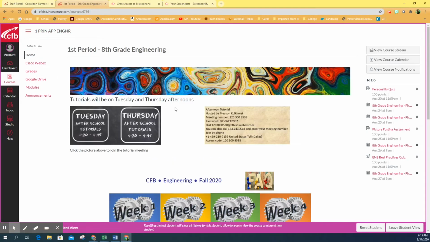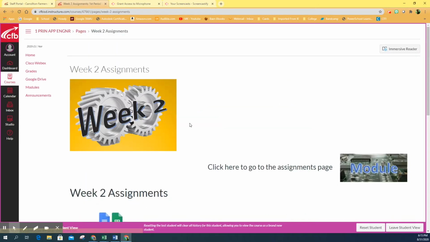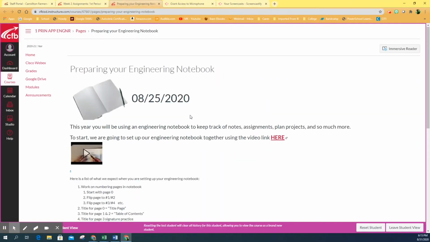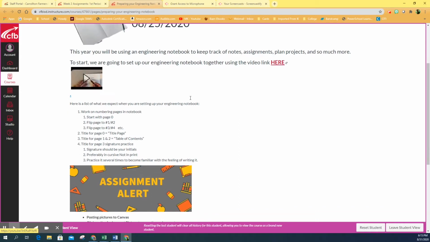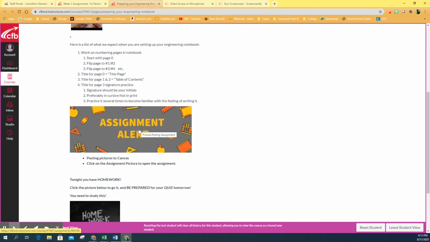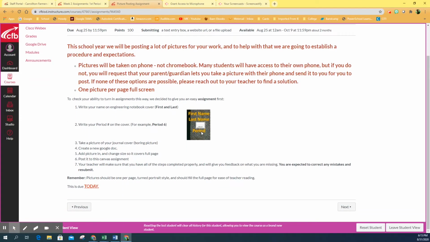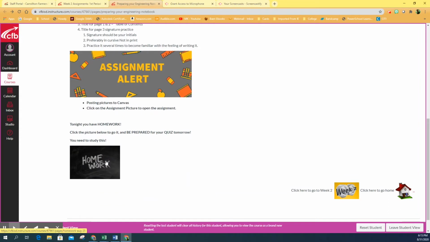My classroom runs from the home page, and we have our assignments week by week. We are in week 3 now, but if I show you week 2, the students went in and had preparing their engineering notebook. There was a video showing them how to prepare the first couple of pages of their notebook, as well as written instructions showing them how to do it. They had to post their assignment, which was posting the notebook cover, so they could practice posting into Canvas. And then they had homework.